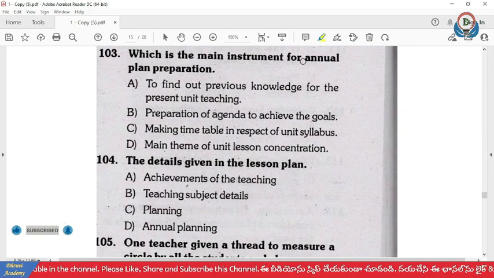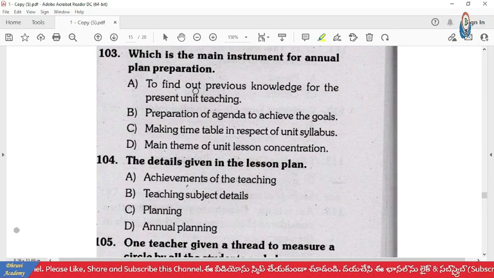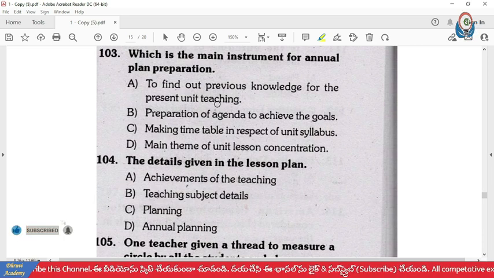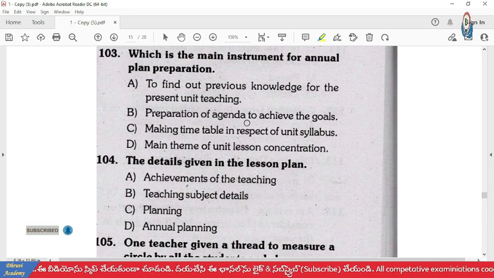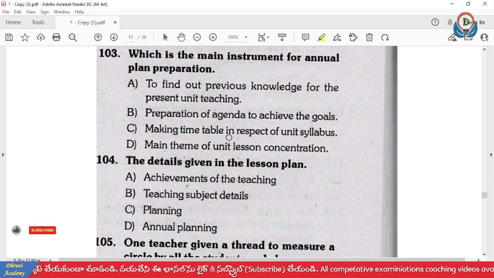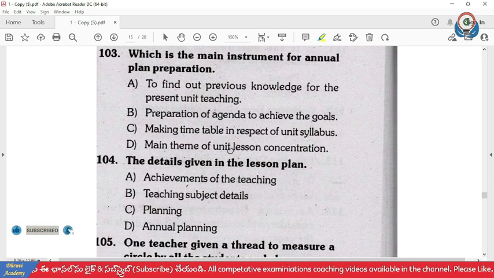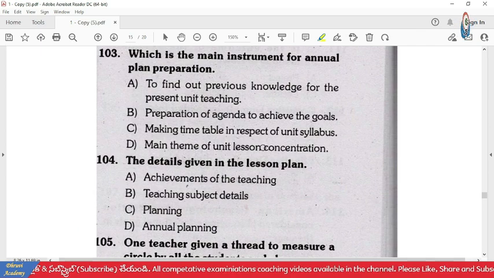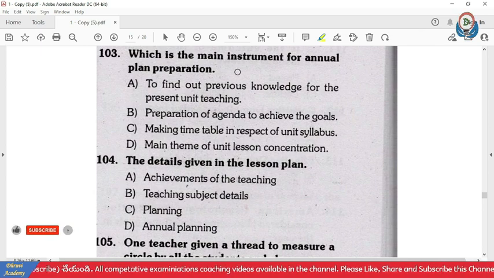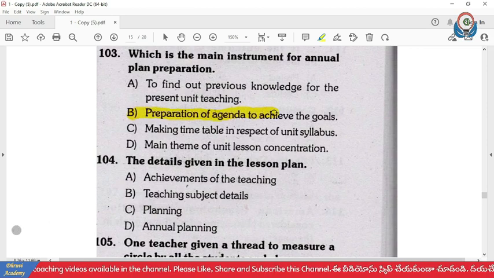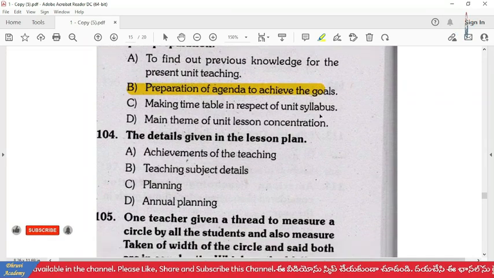Which is the main instrument for annual plan preparation? A. To find out previous knowledge for the present unit teaching, B. preparation of agenda to achieve the goals, C. making the timetable in respect of unit syllabus, D. the main theme of a unit lesson concentration. Which is the right answer? The main instrument for annual plan preparation is preparation of agenda to achieve the goals. This is the right answer.